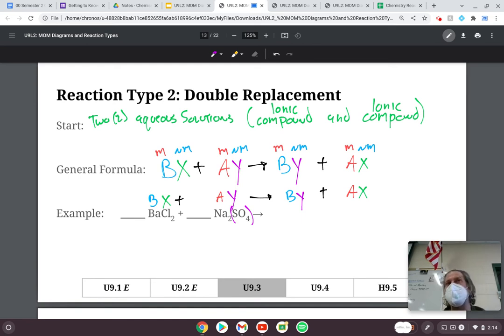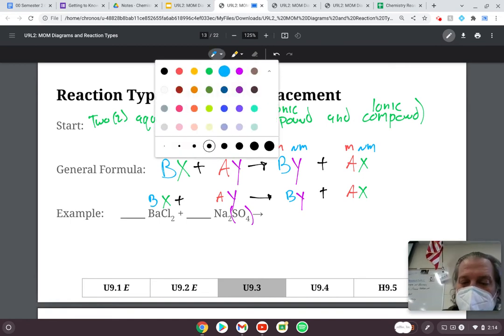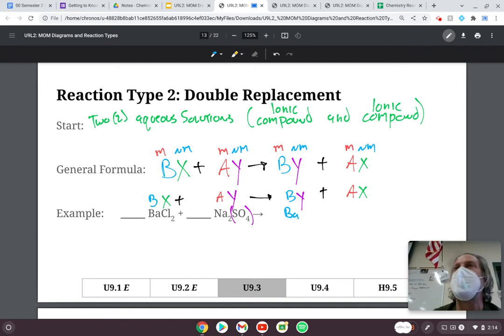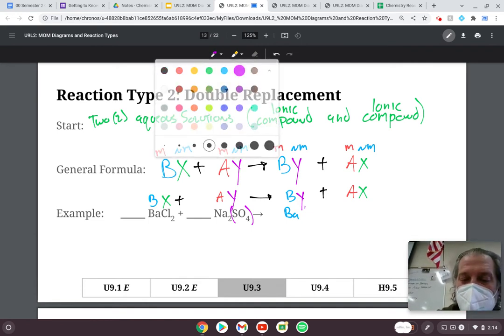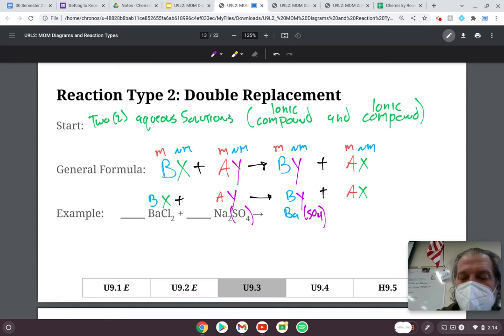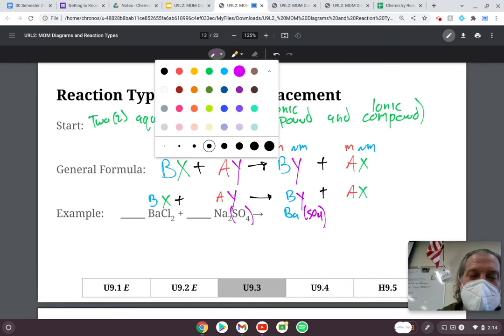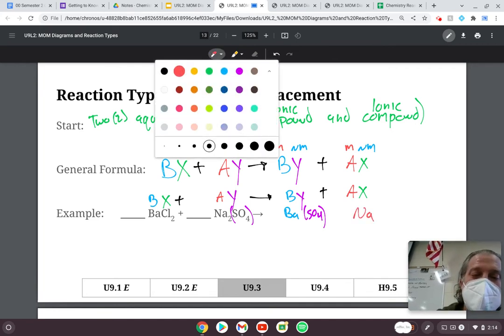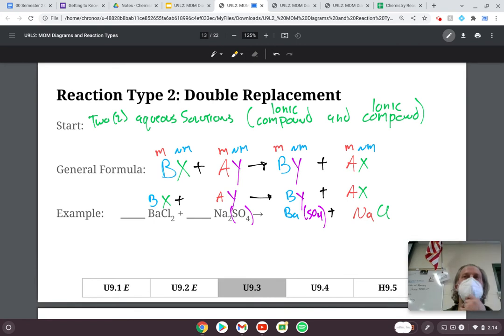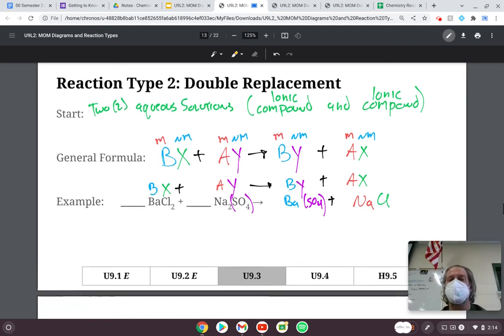So if under the B on the reactant side is the element barium, I'm going to put the element barium here. If under the Y on the reactant side is the polyatomic ion SO4, I'm going to put SO4 here. If under the A on the reactant side is Na, I'm going to put Na here. If under the X on the reactant side is Cl, I'm going to put Cl here. So now I've matched them up and put them in the right spots.